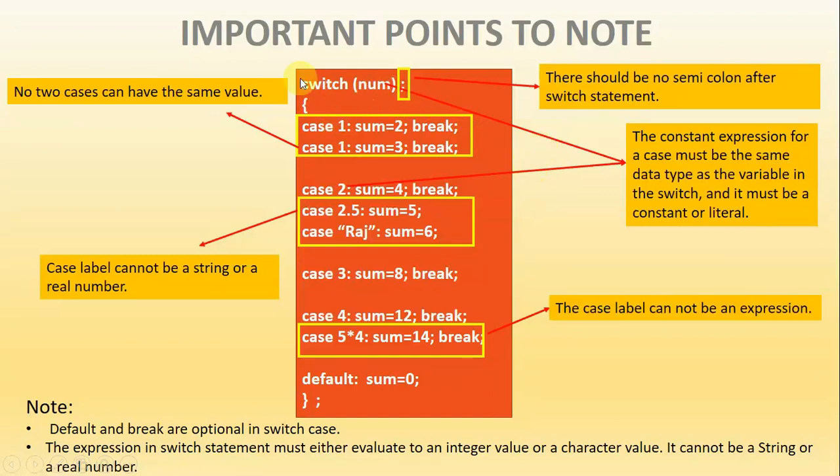The next thing which is very important is that the constant expression for a case must be of the same data type as the variable in the switch, and it must be a constant or literal. So whatever is the type of variable num, the type of the label should also be same. If it is integer, it should be integer. If num is of type character, the case label should also be of type character. And one more thing, all the case labels, they should either be constants or literals. It is very important. We cannot have a variable as a case label.